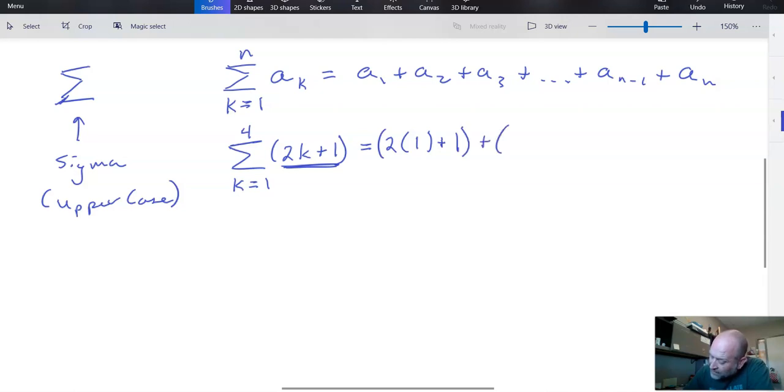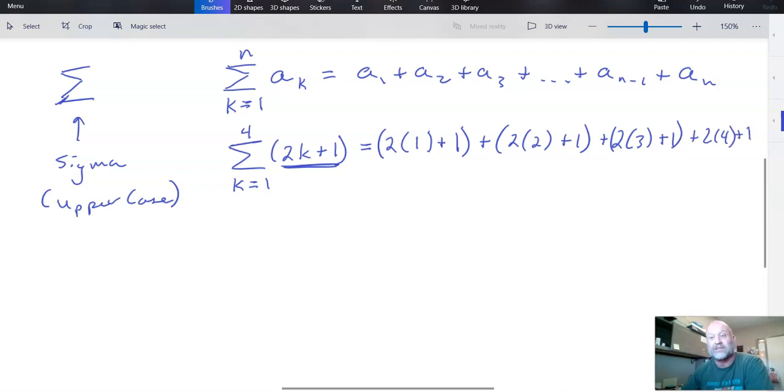So the first term is 1, right? And then I need to add my second term. It's 2 times something plus 1, right? And so I used 1 last time, so I need to use the next integer. The next one would be 2. And then the next one would be 2 times 3 plus 1. And then 2 times 4 plus 1. And because 4 is the upper index, it's our upper limit of our sum, 4 is where I stop.